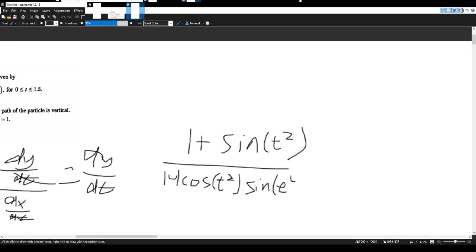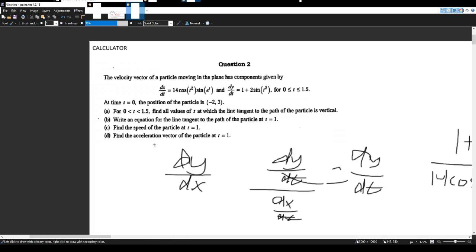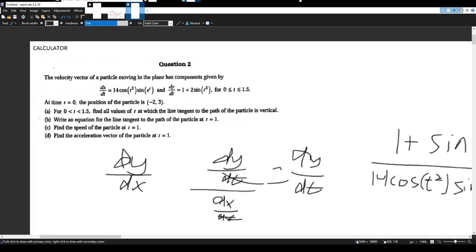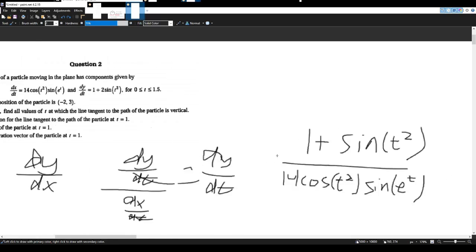This is how you know it's a calculator problem. One, the fact that it says calculator right there. Two, the fact that it's got all this dumb stuff in it. If it wasn't, this would probably be like from 0 to pi or something.